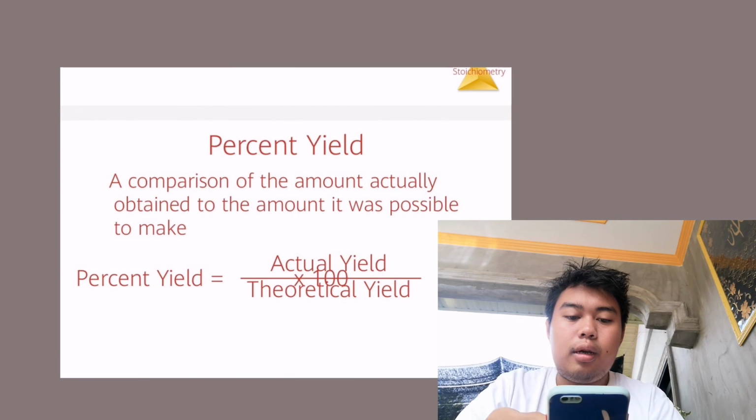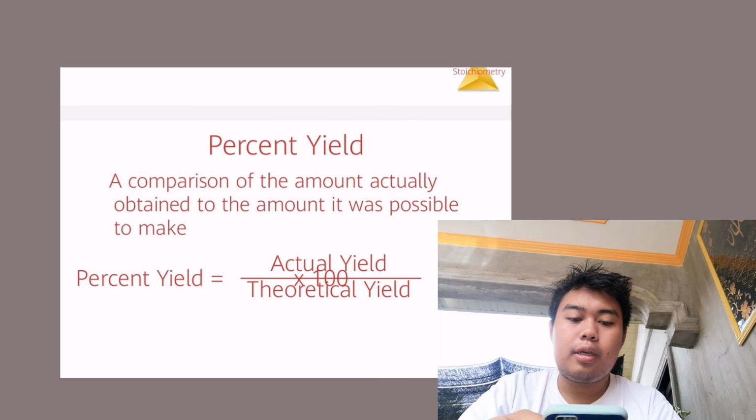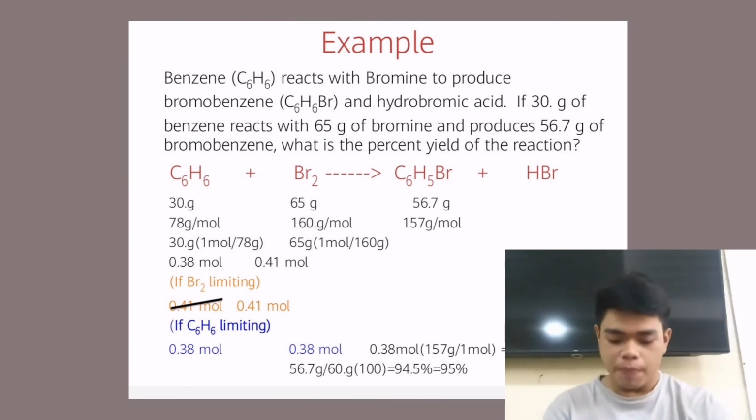Percent yield, a comparison of the amount actually obtained to the amount it was possible to make. Percent yield equals actual yield divided by theoretical yield times 100. Example: calcium and hydrogen plus bromine to calcium hydrogen bromine plus hydrogen bromide.